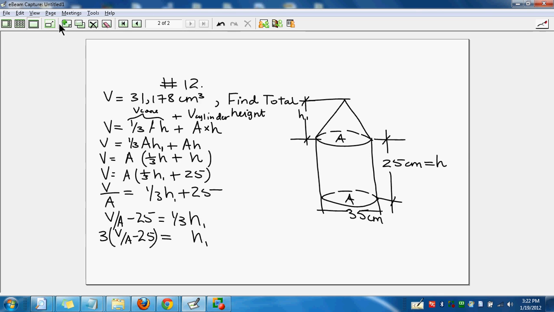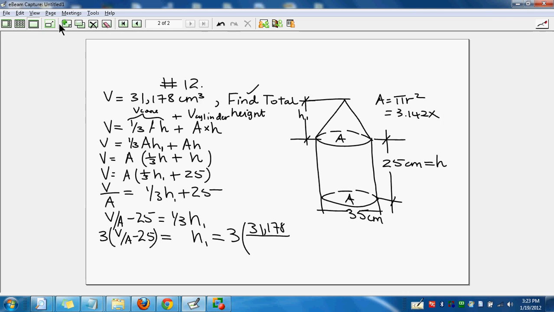Again, we have to get this and then add it to that to answer the first question, find the total height. So let's put in our figures now. This will be equal to 3 multiplied by V, the volume, which is 31178, divided by the area. Now the area is pi r squared. The area is pi r squared. That's the area of the circle, which would be 3.142 multiplied by the radius squared.